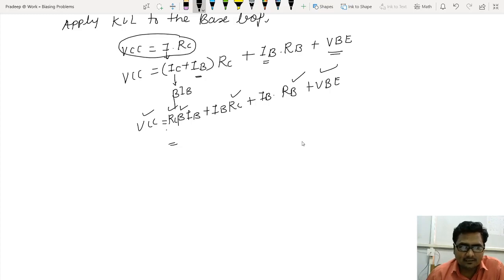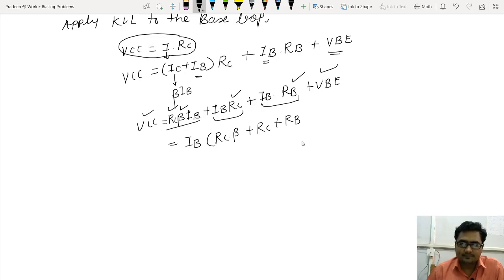Now in every term IB is there. Look at this. Here in the first term IB is there, in the second term IB is there, in the third term IB is there. So let me take IB common. So what else is there? Beta, RC multiplied by beta plus RC plus RB. This plus VBE is equal to VCC.